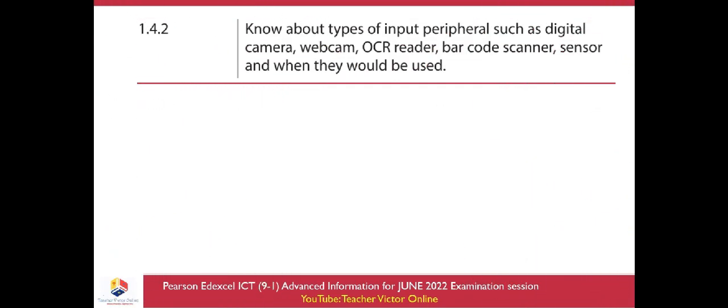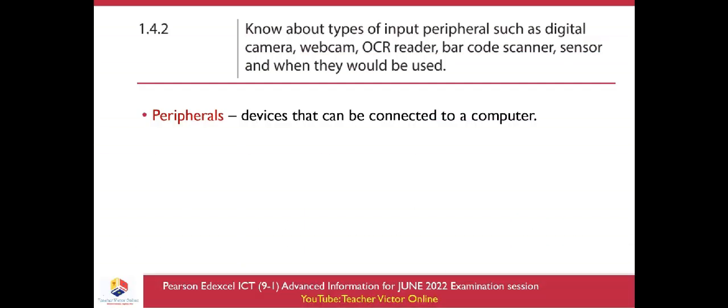Objective 1.4.2, the examiner wants you to know about types of input peripherals such as digital camera, webcam, OCR reader, barcode scanner, sensor, and when they would be used. Peripherals are devices that can be connected to a computer. This is basically through the computer port. Can you take a note that a charger is not a peripheral device? Why? Because a peripheral device connects to a computer to perform 3 basic functions.